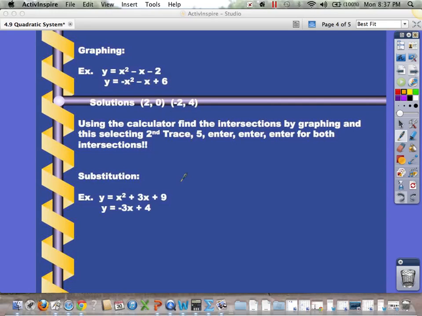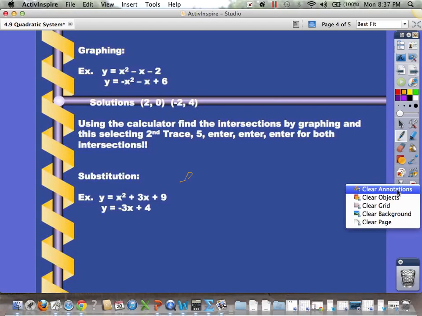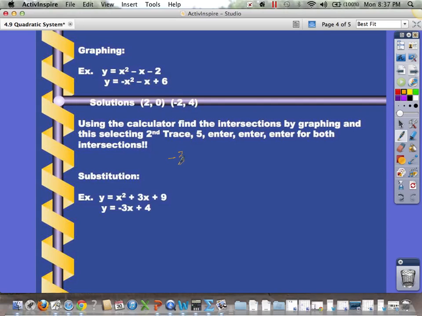I could say negative, whoa, let's clean that up. That did not look good. That's not good to start with. Right, let's try it again. I'm going to write it up here. Negative 3x plus 4, that's y, right? So I'm just going to take this and I'm going to put it right here for y is equal to x squared plus 3x plus 9.